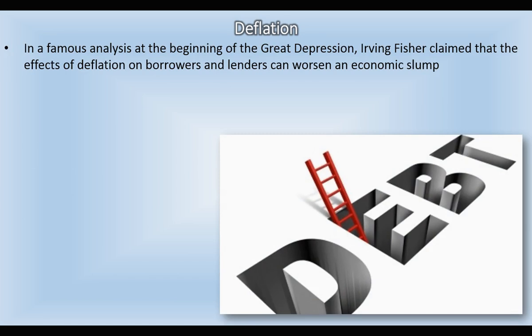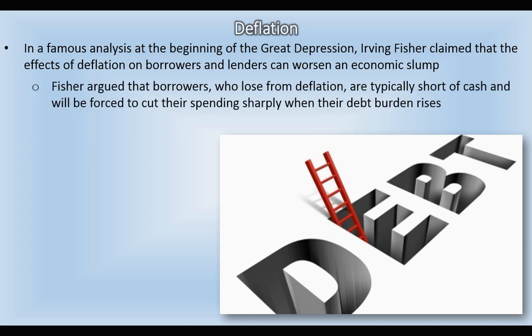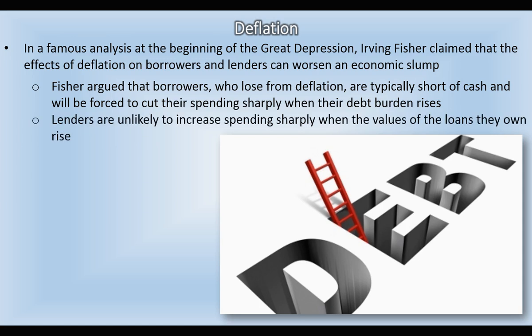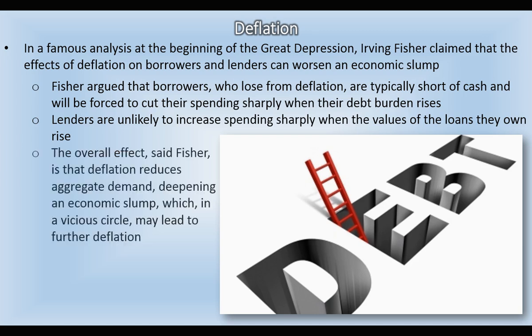In a famous analysis at the beginning of the Great Depression, Irving Fisher claimed that the effects of deflation on borrowers and lenders can worsen an economic slump. Fisher argued that borrowers who lose from deflation are typically short of cash and will be forced to cut their spending sharply when their debt burden rises. So that means that aggregate demand will shift to the left. Lenders are unlikely to increase spending sharply when the values of the loans they own rise. Their assets are increasing in value, so they're getting more money, so they don't really need to do anything else. The overall effect, said Fisher, is that deflation reduces aggregate demand, deepening an economic slump, which in a vicious circle may lead to further deflation.